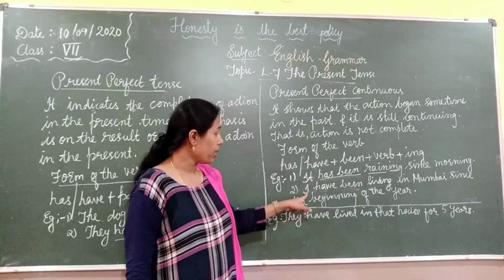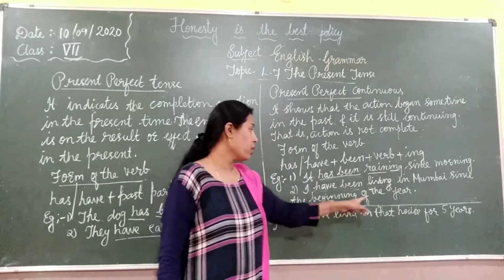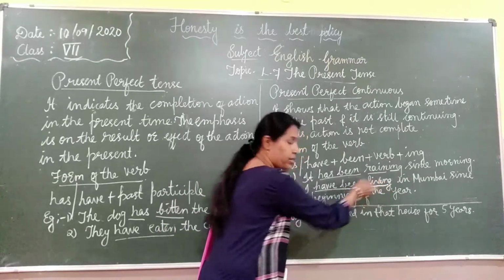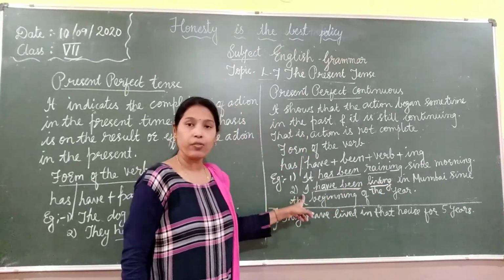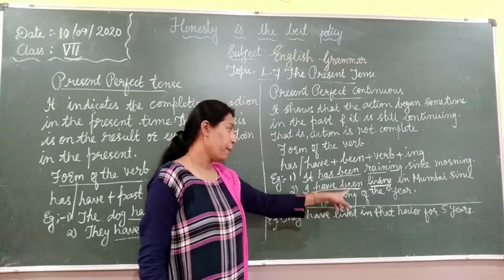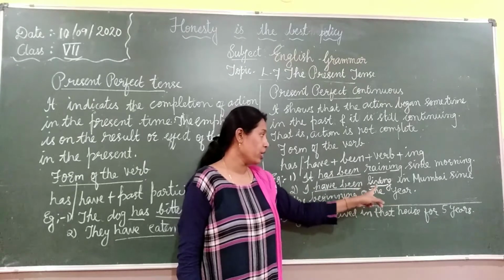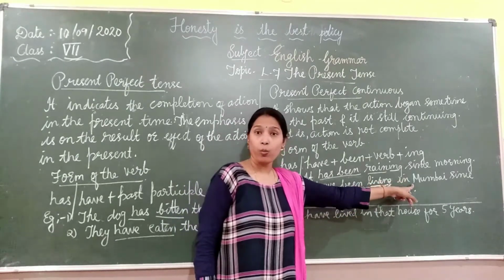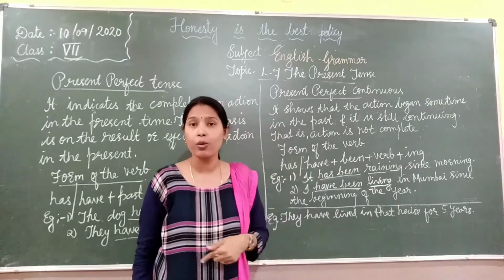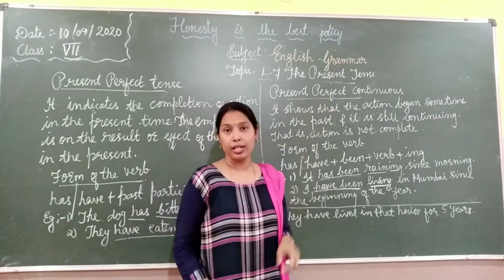Next example. I have been living in Mumbai since the beginning of the year. This is have been. Living is the verb. Even if it is singular, with I we have to use the plural form, right? So we have used have plus been plus live plus ing, verb plus ing, living. He has been living in Mumbai since the beginning of the year. From that time till now, he is living in Mumbai. That is what present perfect continuous tense is.